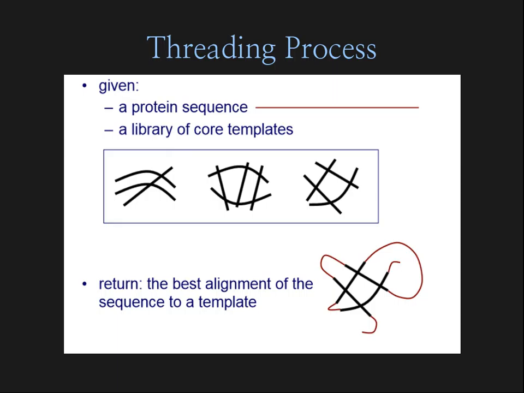But then we expand that to be, given a protein sequence and a library of these core templates, a lot of them, we can align the sequence iteratively to each of them, and then say what is the best alignment to any of these. It can then return a fairly close template, ideally, that accurately models the core of what that structure is likely to be.